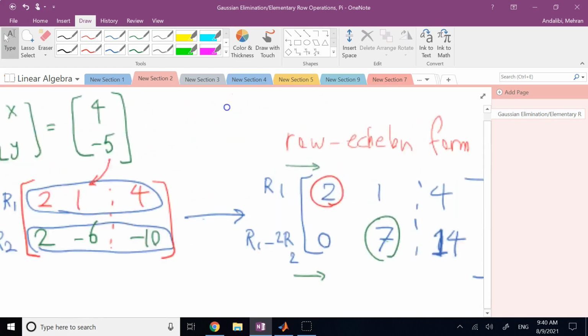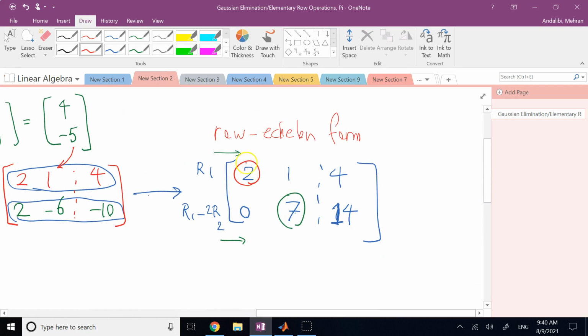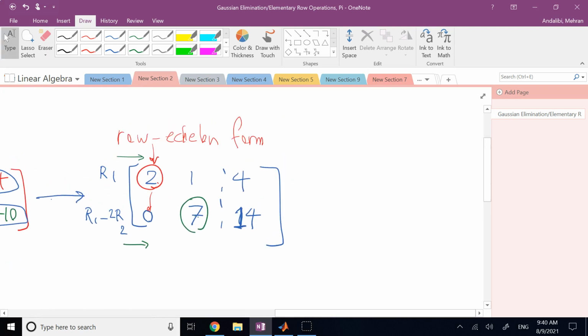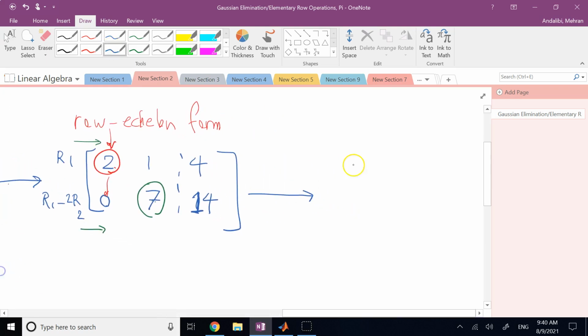If I go back here, when I look at this first column, it has a non-zero number here. Anything below it has to be 0. It is. So I'm good. Now, if you look at the pivots, this is 2, this is what? 7. So this is still not reduced row-echelon form. This is just row-echelon form. So if I want to reduce it, what should I do?